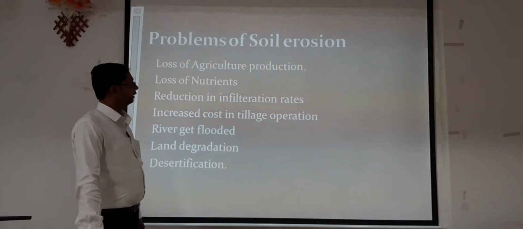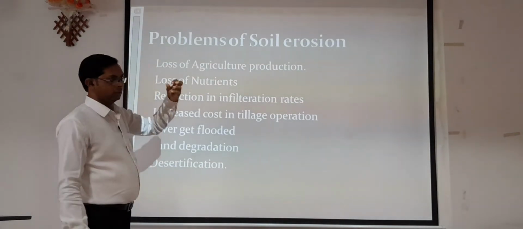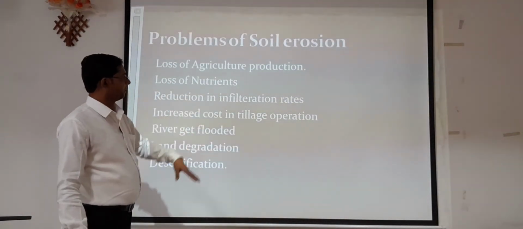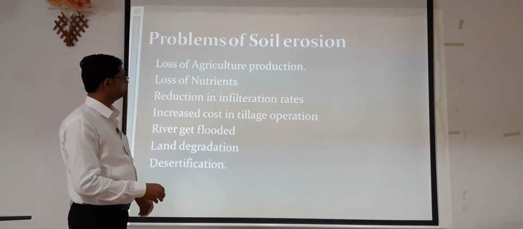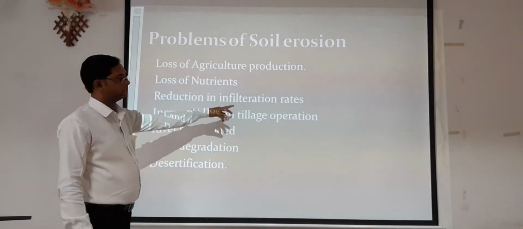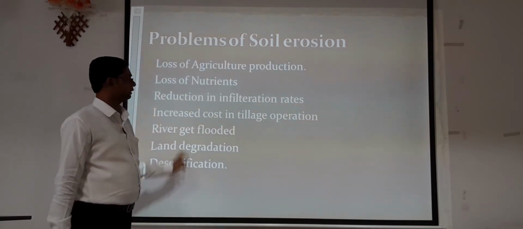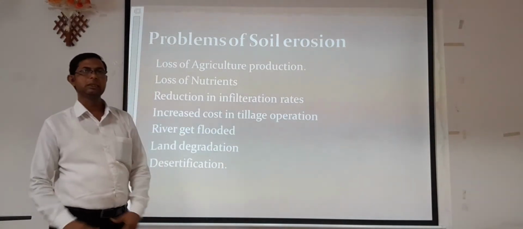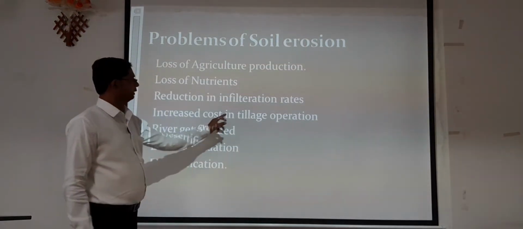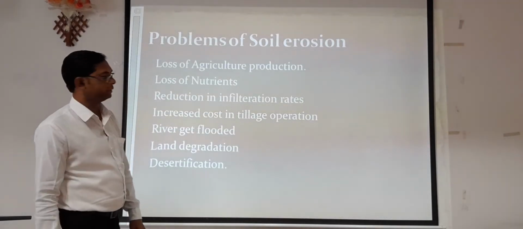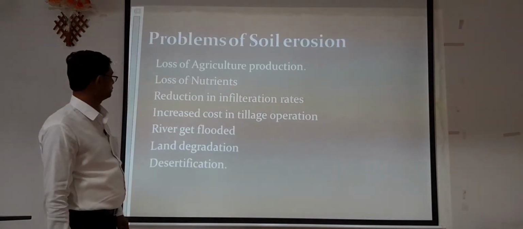Reduction in the infiltration rate of that particular region, meaning due to the movement of water, the transfer of water from one place to another place, or we can say the ground level water will reduce, the rate of that particular infiltration rate will reduce. Or increased cost in tillage operation. As we have seen, gully type of erosion occurs, and due to that gully erosion, a large amount of money is required for the reconstruction of that particular site. So increase of cost in tillage operation.